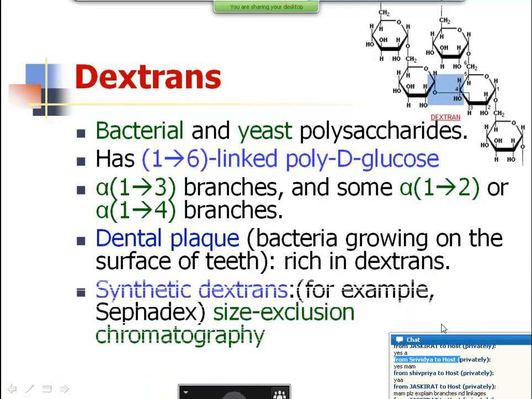Where else do you see dextrins? The use of synthetic dextrins, right? In Sephadex, size exclusion chromatography. What is that? Size exclusion chromatography. What is the basic principle?